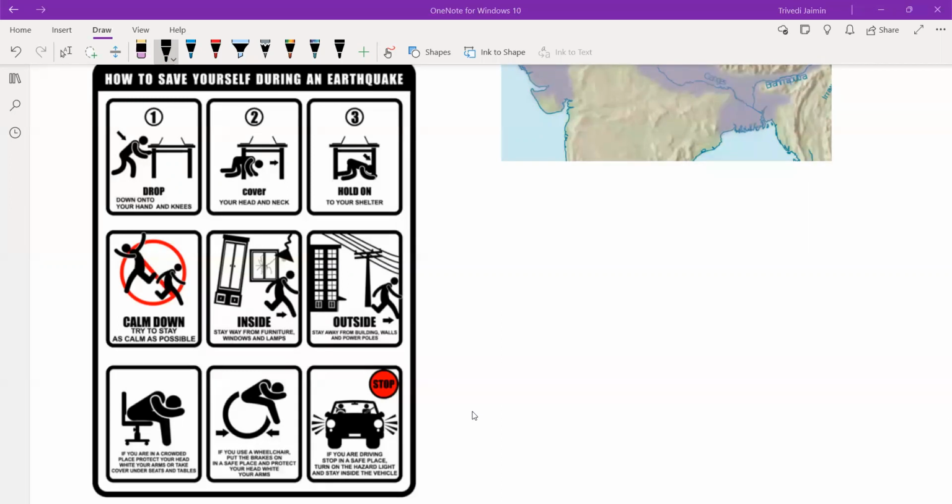Sir, should we stay inside the house as much as possible? No, we should not stay inside the house. If we stay inside the house, objects like the cupboard, the almirah, may fall on us. Sir, so we should run to an open ground, right?